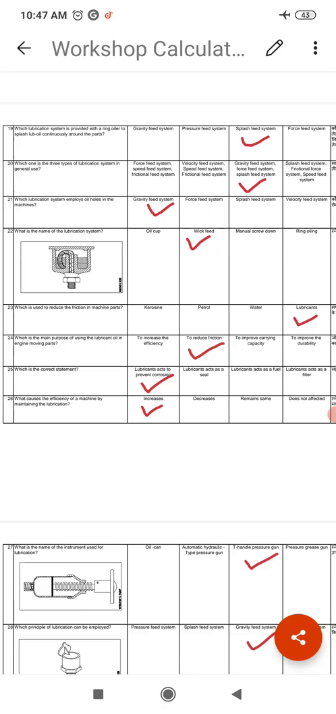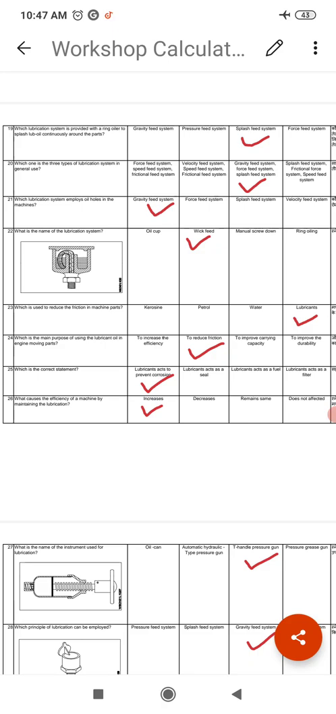Next, which is the name of the lubrication system? The question figure is here. The answer is wick feed, option B. Next, which is used to reduce the friction in machine parts? Answer is lubricants, option D.